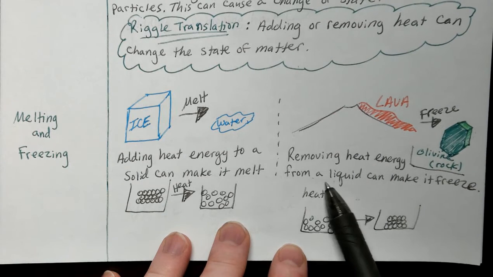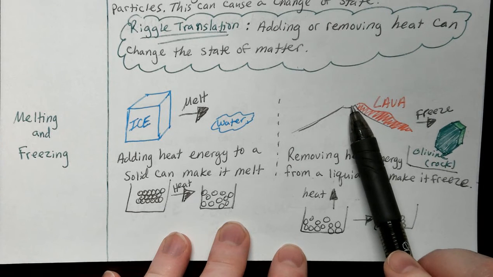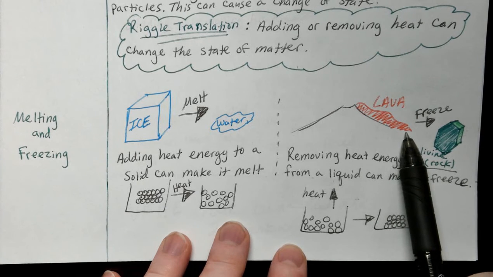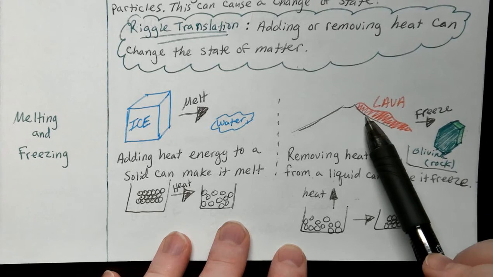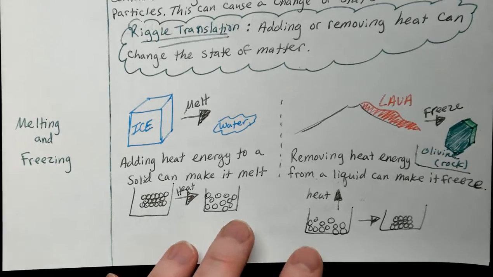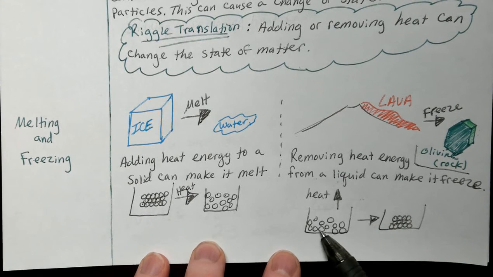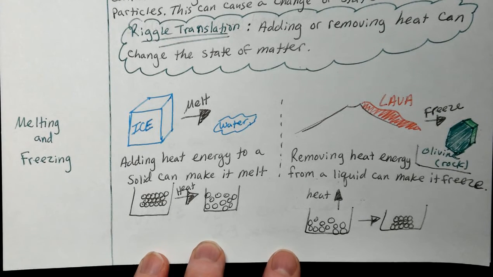Removing heat energy from a liquid can make it freeze. So basically, the lava came out of this volcano here. It got exposed to the super cold air, or the normal Earth temperature air, not inside the Earth, but outside the Earth temperatures, which is relatively cold. And so the heat comes off of the lava, and it goes out into the world. So it's losing heat. It's removing the heat energy. That loss of heat energy causes it to freeze. So here's my liquid right here. It's losing heat to the environment, and it turns into a solid chunk.